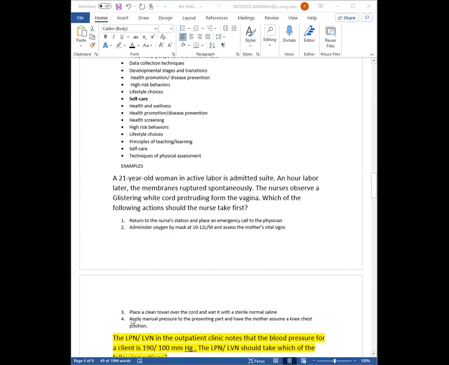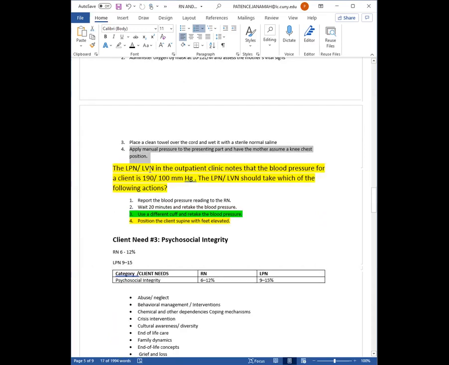For the first question, you make the mother assume a knee chest. For this question, you are the LPN in the outpatient clinic and the blood pressure of a client is 190 over 100. The LPN should take which of the following actions? What will you do first? Or what do you have to do to help this blood pressure?